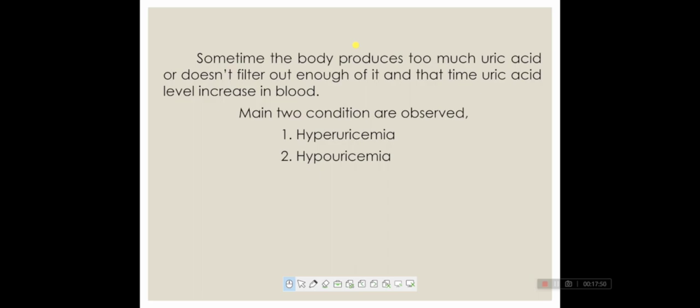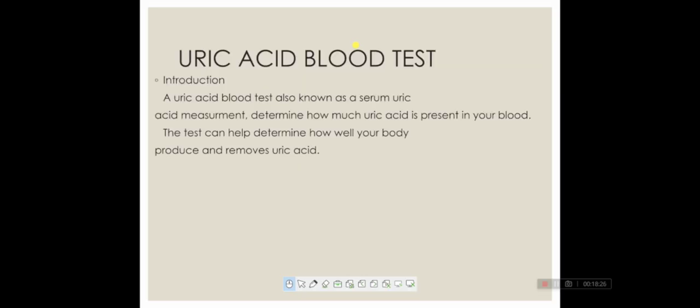So sometimes the body produces too much uric acid and does not filter out enough of it, and at that time uric acid levels are increased in the blood, which will give us the functioning abnormality of the kidney function test. Mainly two types of conditions are observed when the uric acid is below the normal range or above the normal range. If the uric acid levels are increased in the blood, then the condition is called hyperuricemia, and if it is decreased in the blood, then the condition is called hypouricemia.